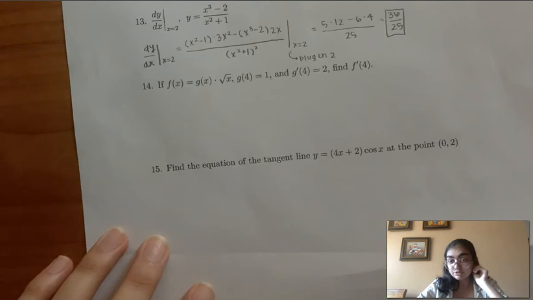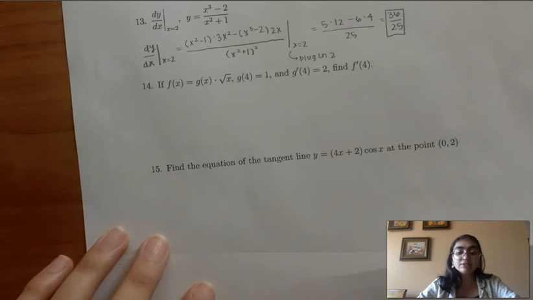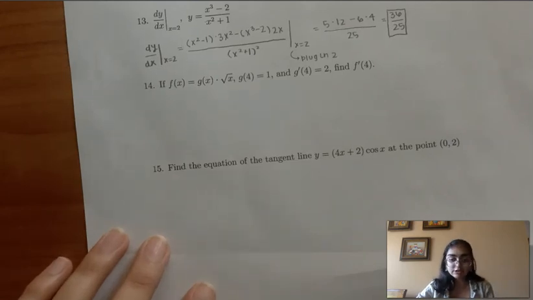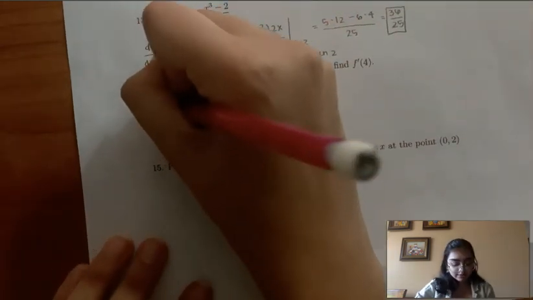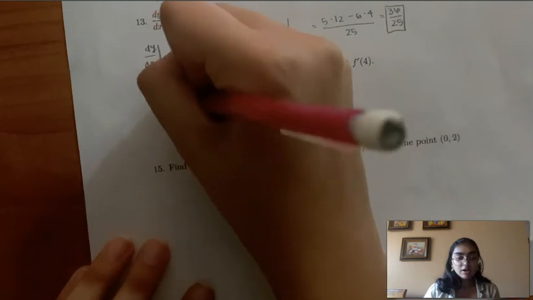The derivative of g at 4, excuse me. We use that later when we are actually plugging in 4 into the derivative of x, or f. But first we must find the derivative of f before we do any kind of plugging in. So here we're going to use the product rule since we have g of x times square root of x.